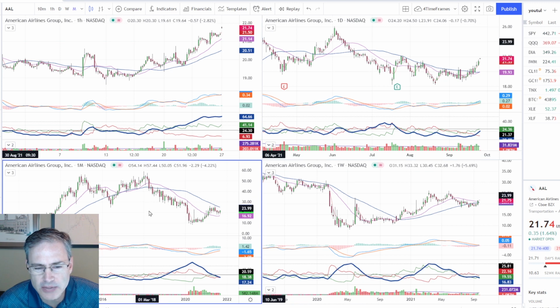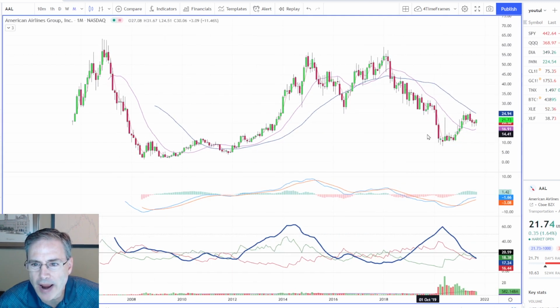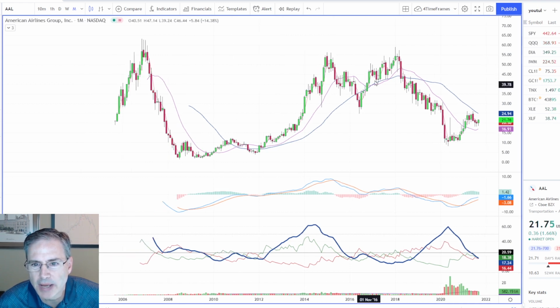But let's focus in on the monthly to start. And I want to show how I use this 18 MA, this purple colored line, to give me a pretty good idea of what's going on with the long-term trend. If we see what's happened here, it looks to me like we're breaking the downtrend line on American Airlines. And notice how the 18-month line was declining and now is rising. So it looks like there's signs of a turn developing here.